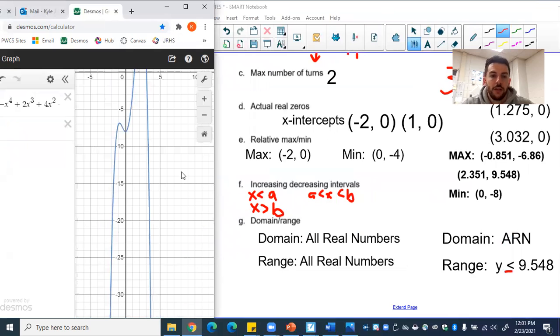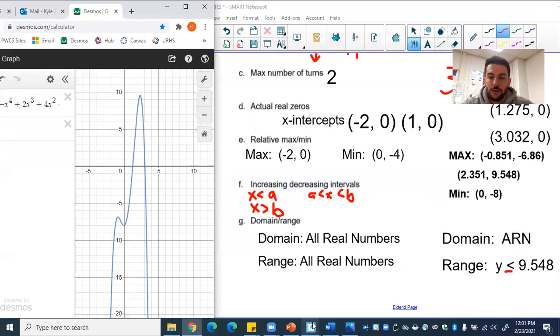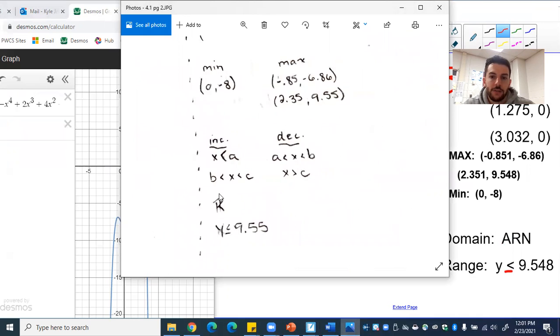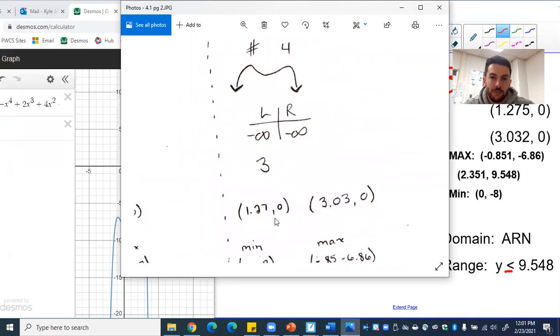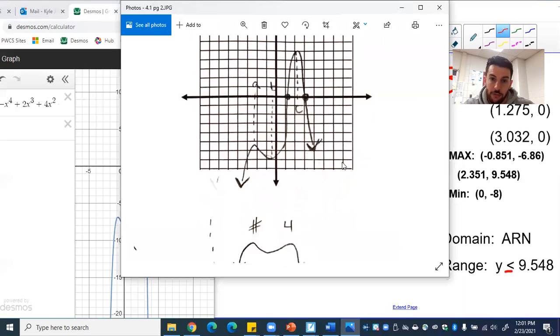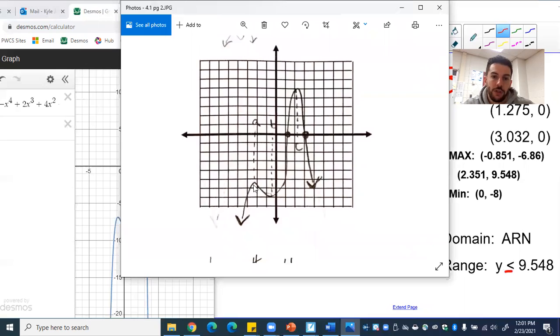Okay. Then increasing and decreasing intervals. What you do is put a vertical line on each turning point. This one's a little bit more involved because we have more turning points. We see what Mr. Donatelli did: the first turning point is line A, the second turning point is line B, the third turning point is line C. So we actually have 4 different intervals to this graph. Each dotted line breaks up the graph into another chunk.